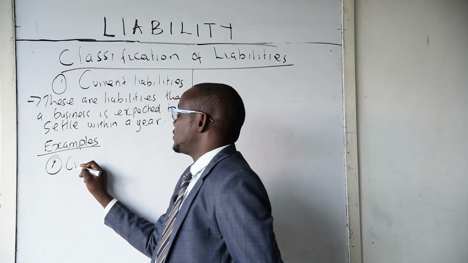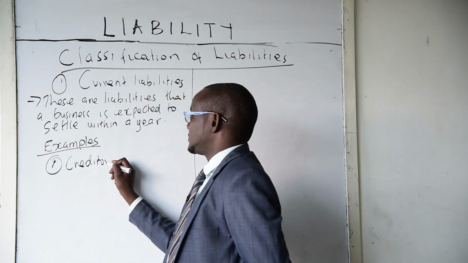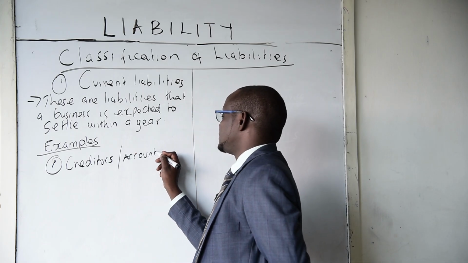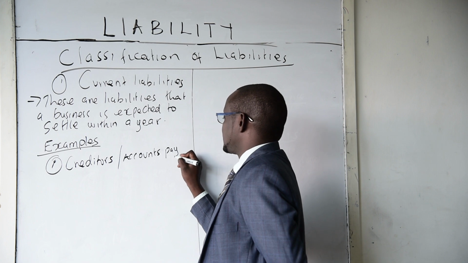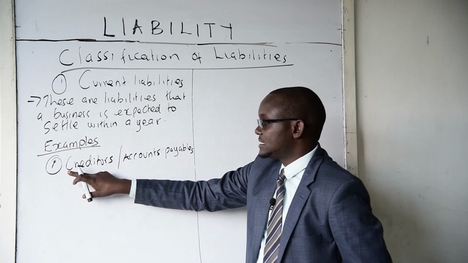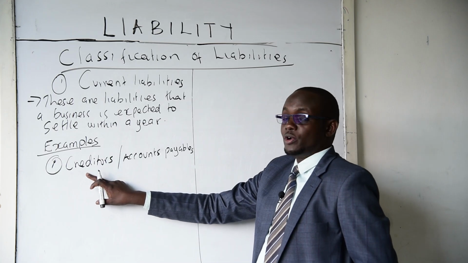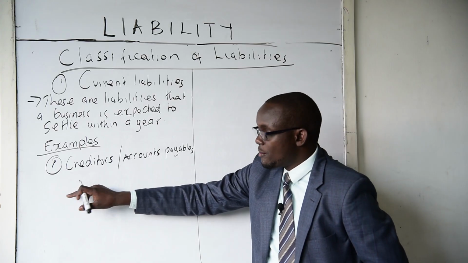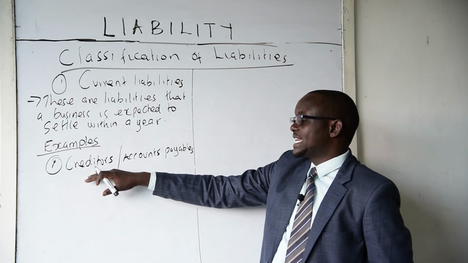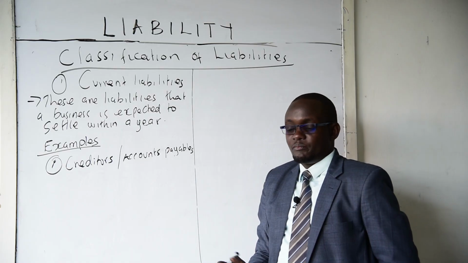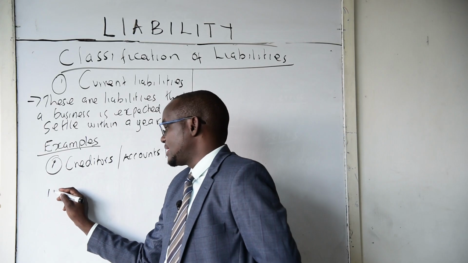One, we have what we call creditors, or accounts payable. Creditors are suppliers who have sold goods to you on credit. Those suppliers that you have bought goods from on credit are called creditors. And you are supposed to pay them. That's why we call them accounts payable.